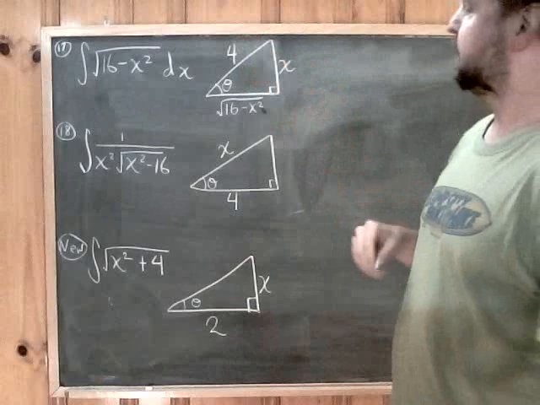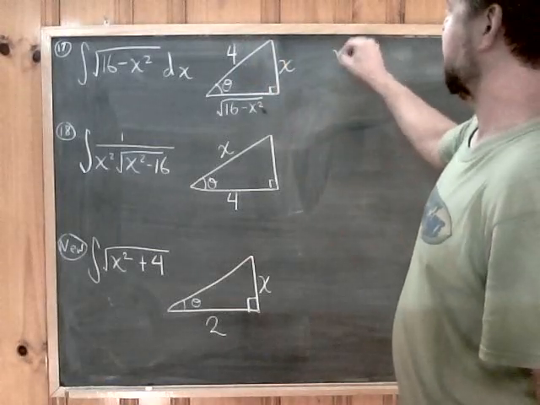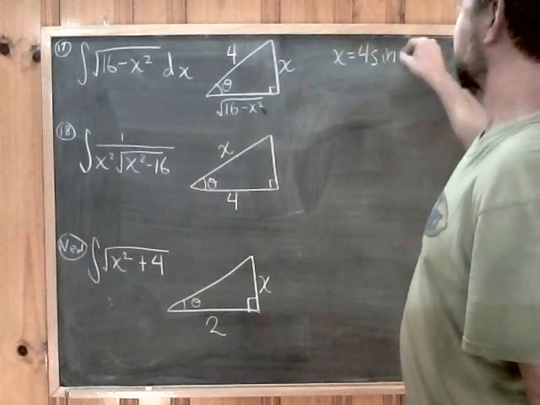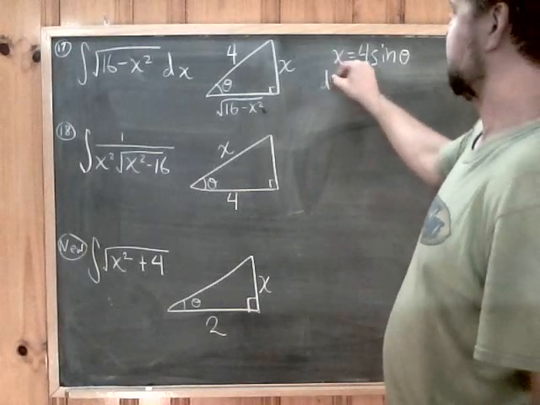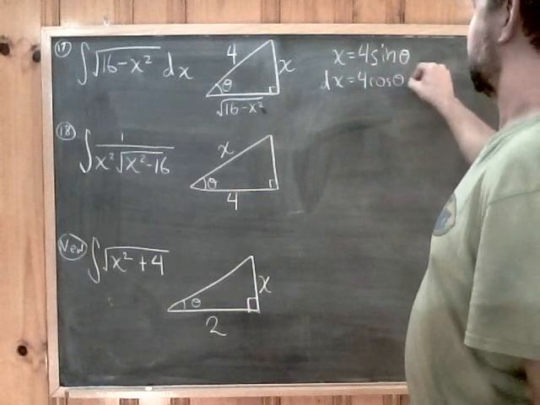All right, now, this is the one where I look at the sine of the angle, and it's x divided by 4. So I can write that as x equals 4 sine theta. And I have a dx equals 4 cosine theta d theta.